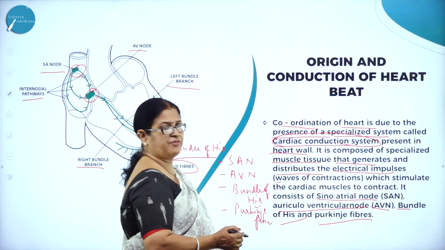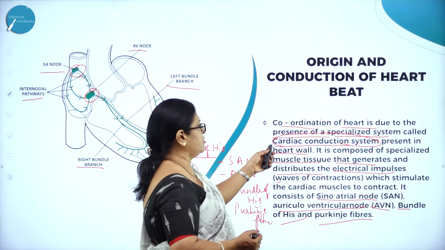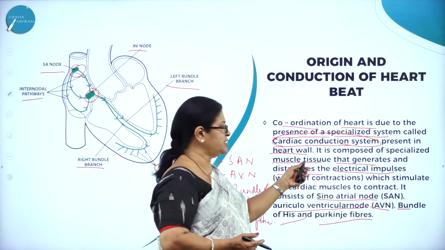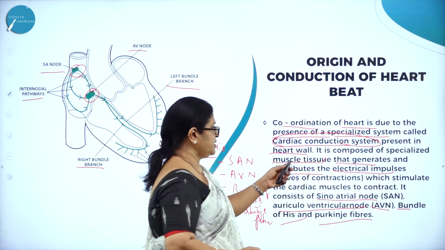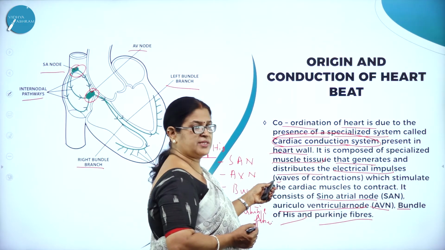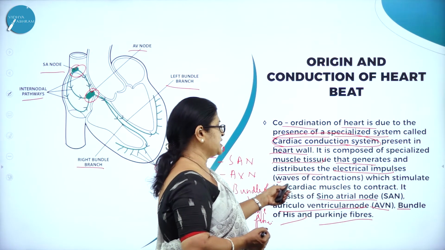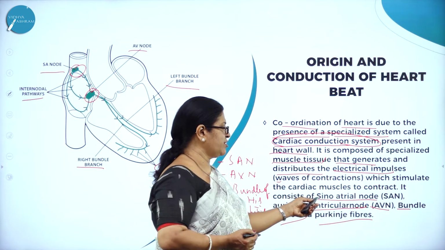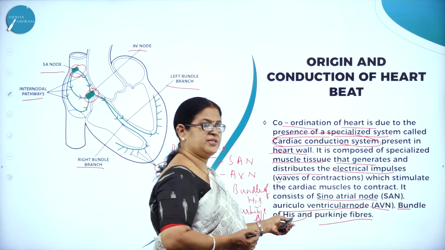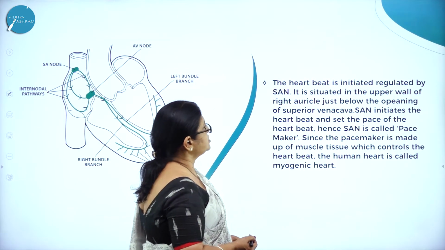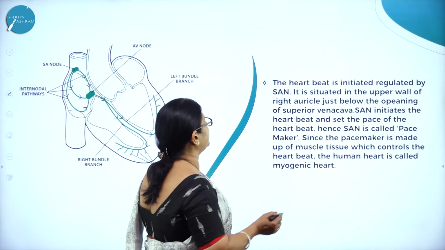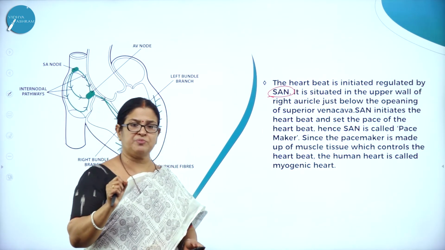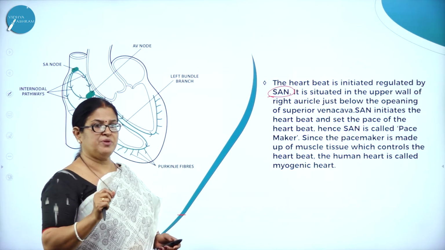So origin and conduction of heartbeat is made possible by the presence of a cardiac conduction system present in the heart wall. It is composed of specialized muscle tissue that generates and distributes the electrical impulses, that is the waves of contractions, which stimulate the cardiac muscles to contract. It consists of sinoatrial node, SAN, auriculoventricular node, that is AVN, bundle of His, and Purkinje fibers. So the heartbeat is initiated and regulated by SAN. Whatever contraction and relaxation is responsible for heartbeat is made possible by SAN.